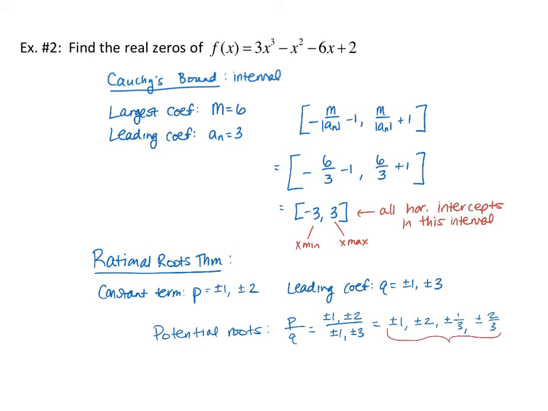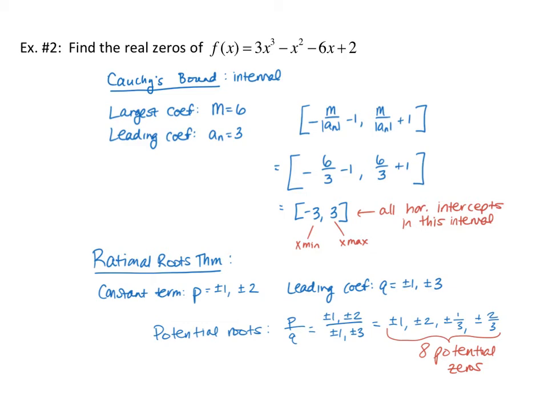So we have 4 positive and 4 negative, so this is 8 potential zeros. Any rational numbers that show up as a 0 or a horizontal intercept on our function must be in this list of 8 potential values. So our next step is we're going to graph this function on our calculator using the values that we found in our interval on step 1.